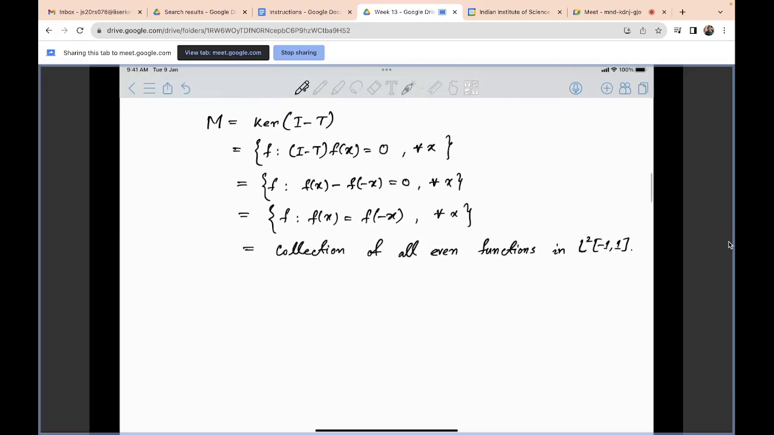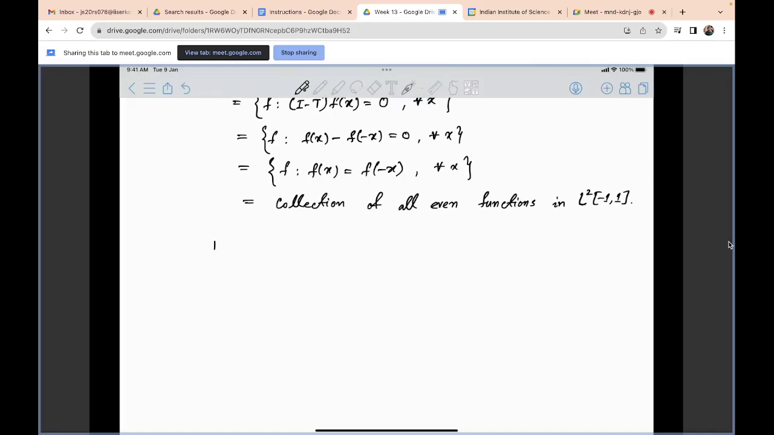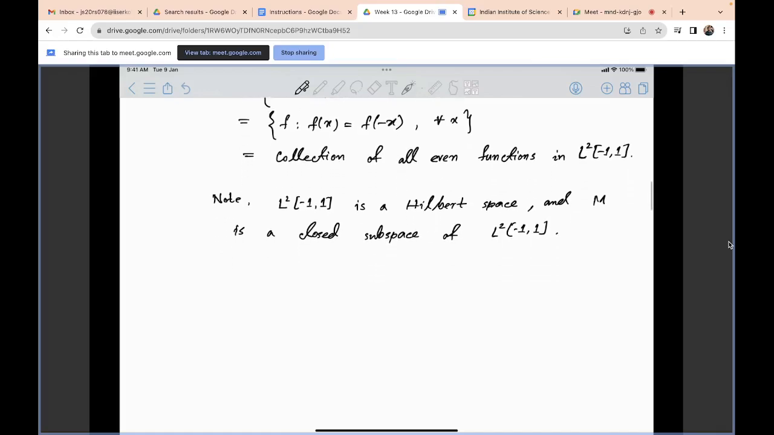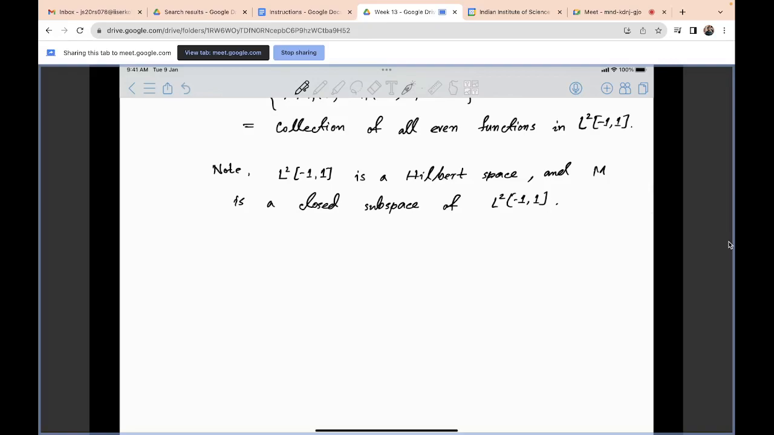And note that L2 of minus 1 comma 1 is a Hilbert space, and M is a closed subspace of the Hilbert space L2 of minus 1 comma 1, right? So in a Hilbert space, every closed subspace has an orthogonal complement. So therefore you can write L2 of minus 1 comma 1 as M direct sum M perp.